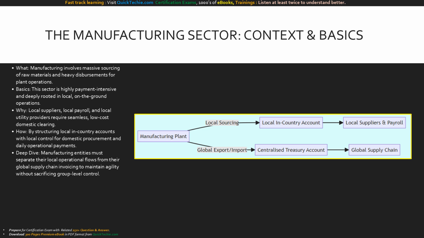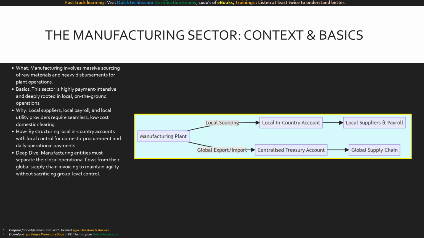Observe this split flow diagram representing a typical manufacturing setup. On the left, we have the manufacturing plant itself. Notice how its financial requirements split into two distinct paths. The top path handles local sourcing, routing directly into a local in-country account, which then efficiently pays local suppliers and payroll using cheap domestic clearing networks.